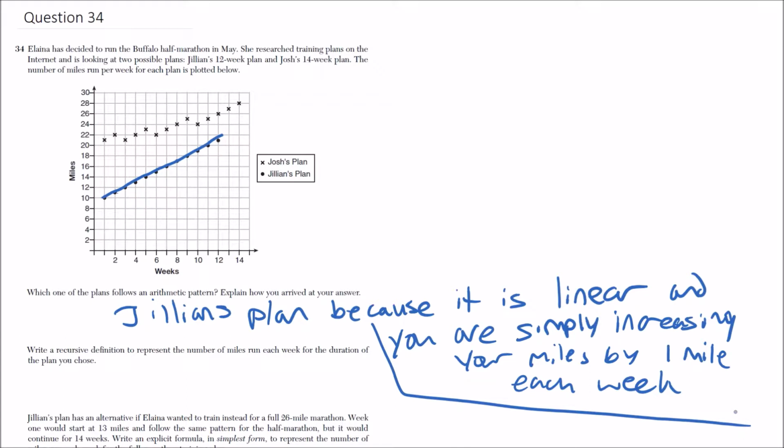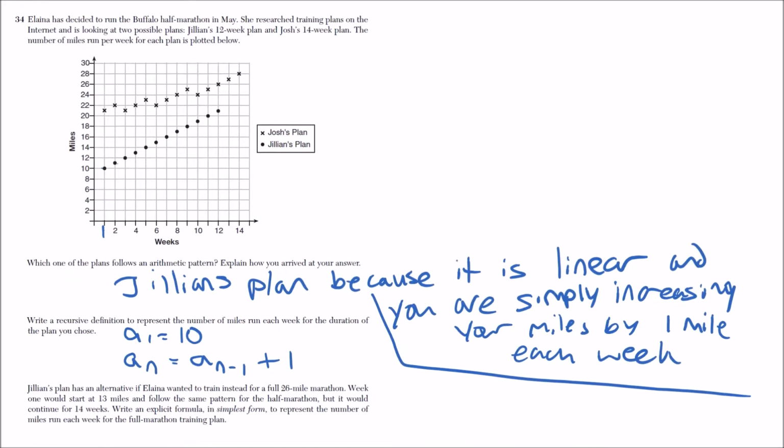Okay. The second part of this here says, write a recursive definition to represent the number of miles each week for the duration of the plan you chose. Okay, so to write a recursive model here, we first have to state what our initial condition is, or what the first term is. So a sub 1, in this case, is going to be 10. And then all I'm doing for each one of these is I'm just adding 1 to the term before it. So to find any term, I take the term before it, a of n minus 1, and I'm just going to add 1 in this case.